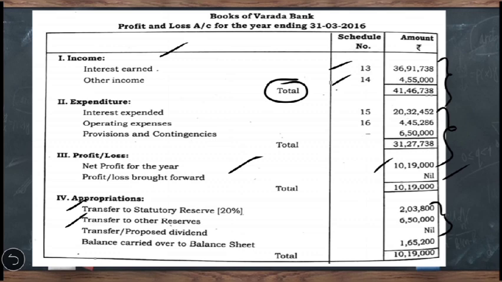So here total comes to 8,53,800. So this appropriations have to be deducted from total amount available for appropriations, that is 10,19,000. The balance will be 1,65,200. So this is the profit which will be carried to the balance sheet. Then here down you can again write the total. So this is the solution for the second question.